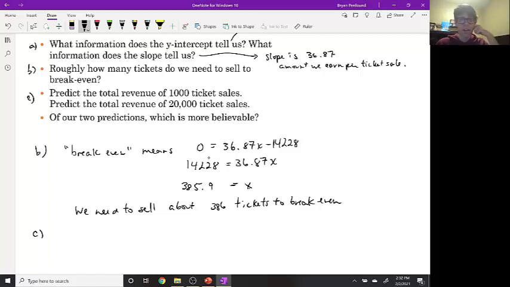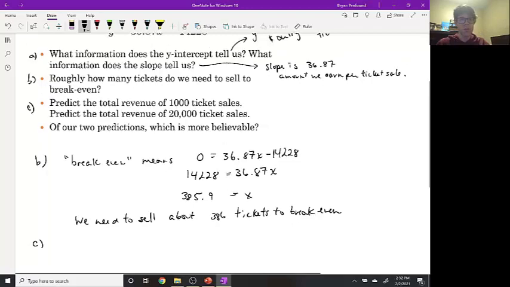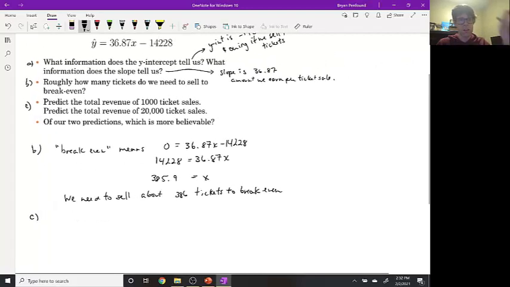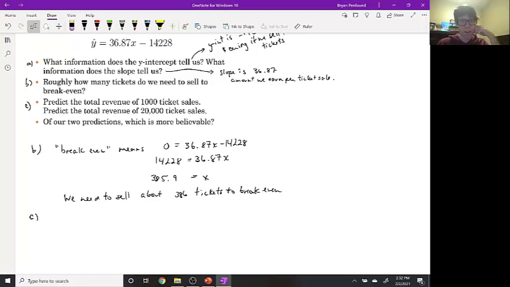Okay, part C, we're going to do a little bit of extrapolation. We're going to use our model here to try to predict the total revenue of selling 1,000 tickets. And then we're going to try to predict the total revenue of selling 20,000 tickets. So this is representing an X value. So let's say X is equal to 1,000. What am I going to get for total revenue if X is equal to 1,000?